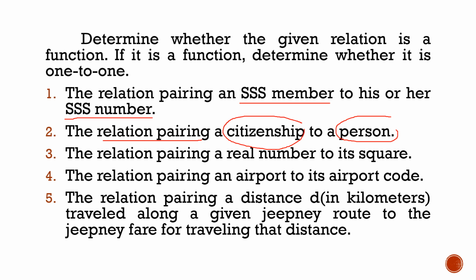Now, in that case, this number two is a relation. It can be a function, but not a one-to-one function. Why? Because citizenship is not unique, because each of us has the right to have dual citizenship.